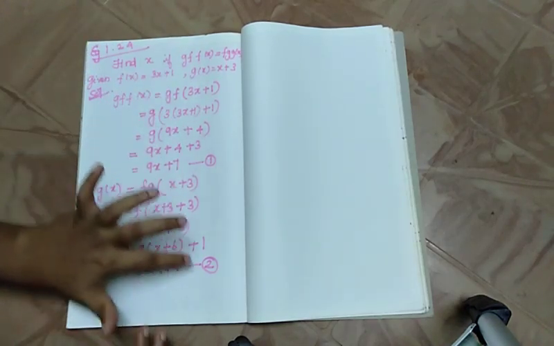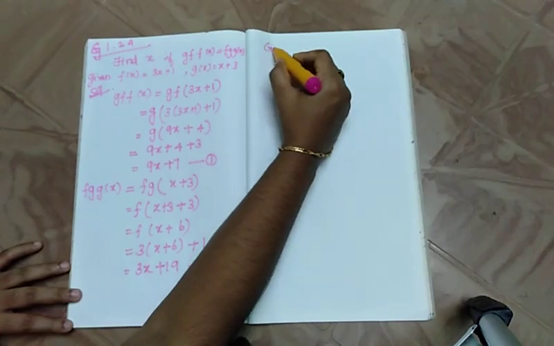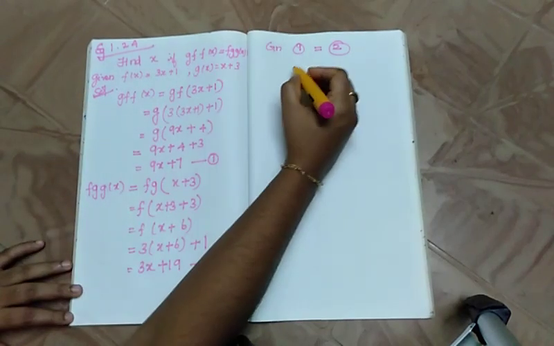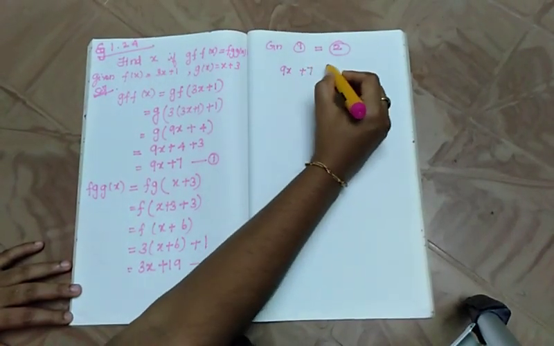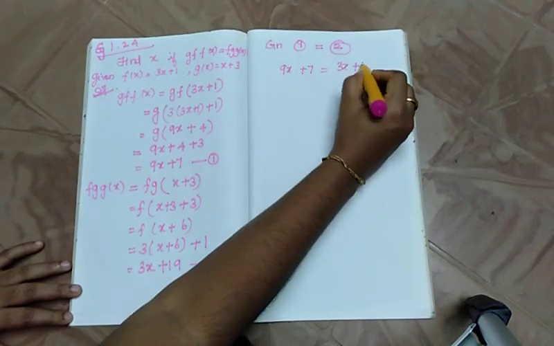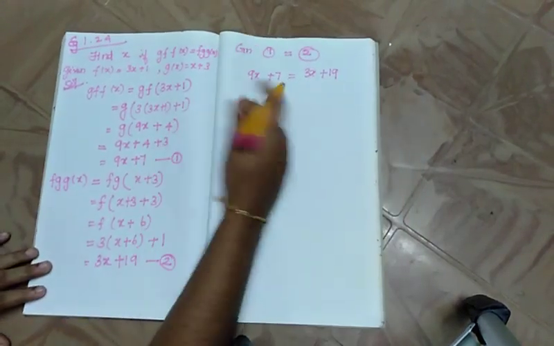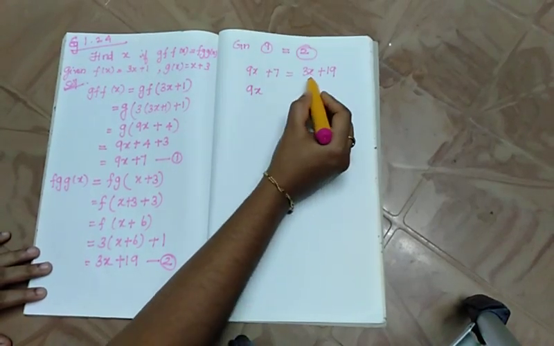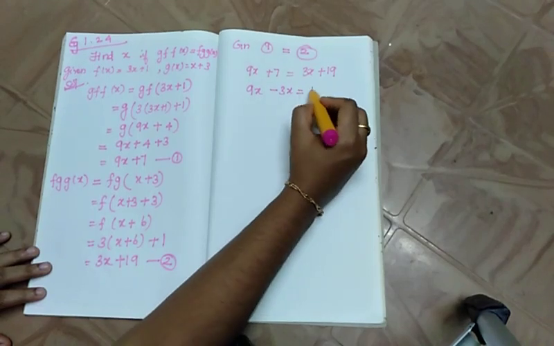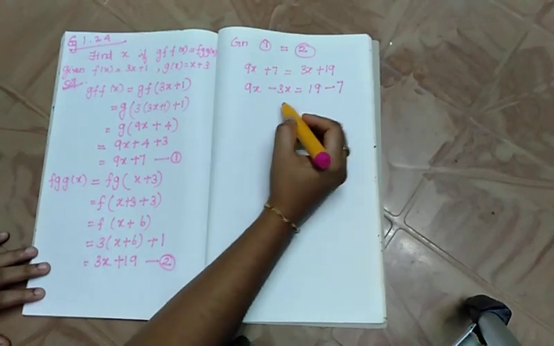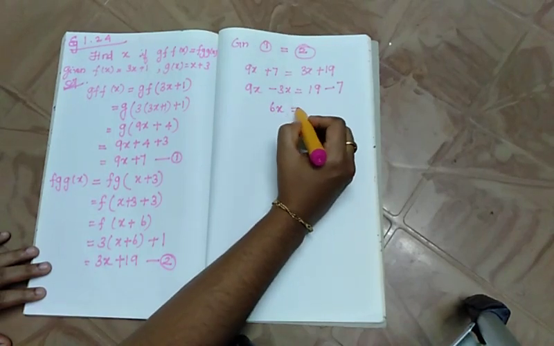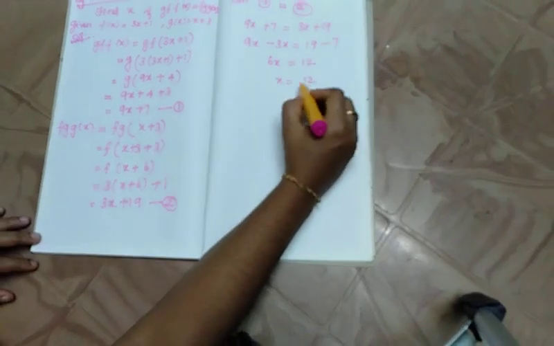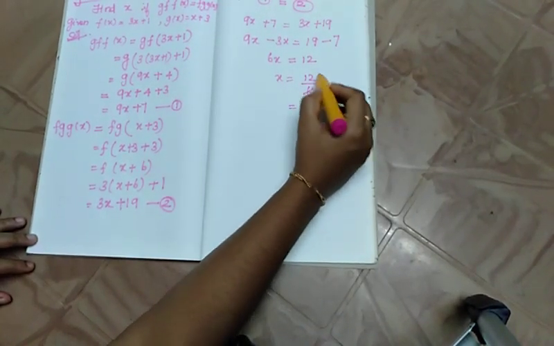This is our equalized function's value. So we know that this first equation and given that first equation which is equal to second equation. Now equalize it. So 9x plus 7 is equal to 3x plus 19. Isn't that ma? So take the x term on one side and the number term on the other side. So what you will get? 9x minus 3x equal to 19 minus 7. So 9x minus 3x, 6x is equal to 12, x is equal to 12 by 6, which is equal to 2.